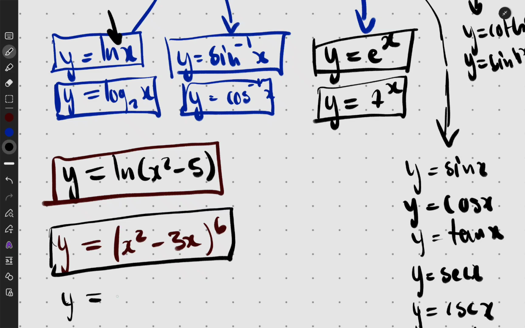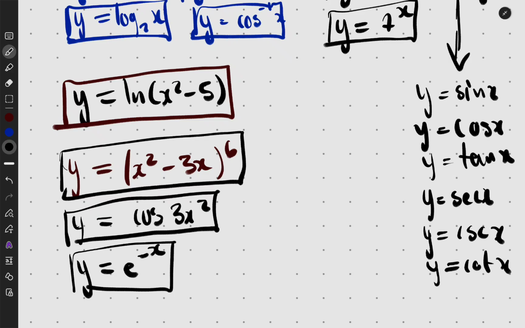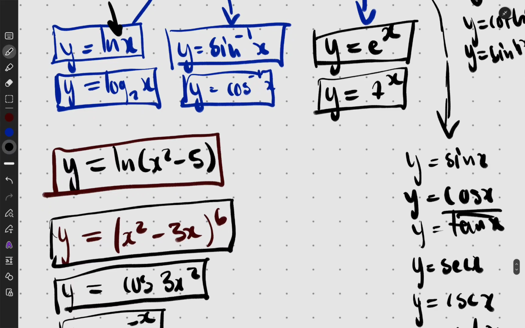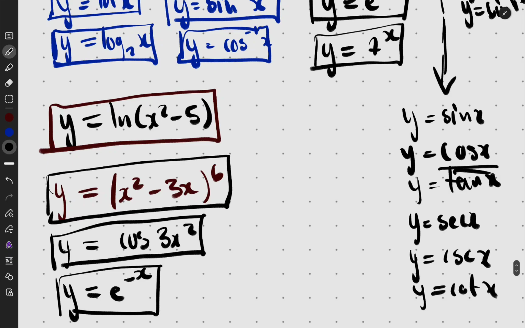Then we can have y is equal to cos of 3x squared. Whatever it is, we know that y equals e to the x is the basic function, but we can have y is e to the negative x. Negative x is not x. So this is another composite. All these are examples of composites. Trig was just cos x, but now this is 3x squared. It's not an x. So 3x squared is a polynomial which has been put inside of your trig. So now that is a composite function.